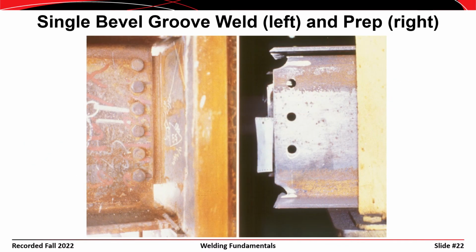Okay, here's a couple other examples of weld preps. So this is a beam shown here on the right where you have a single bevel prep. This bevel has a steeper angle, looks like a 45-degree angle. Here is the weld access hole for the bottom flange and the weld access hole for the top flange.